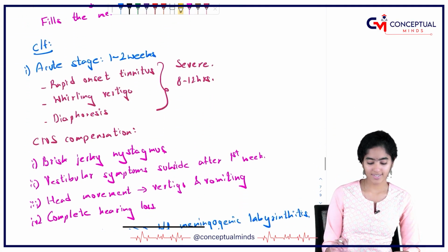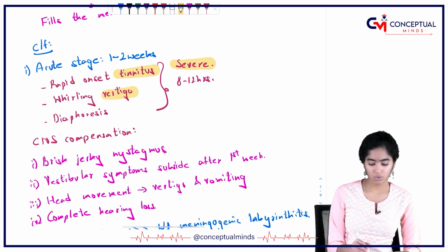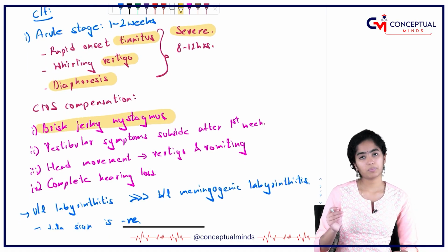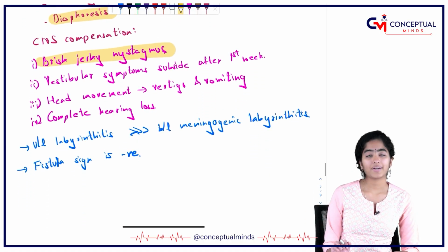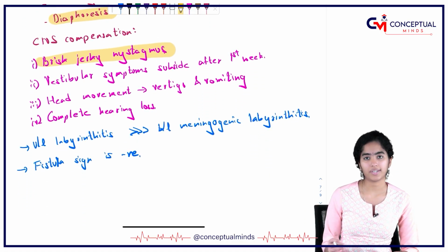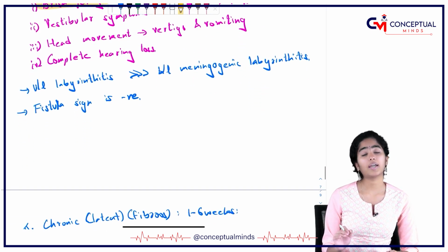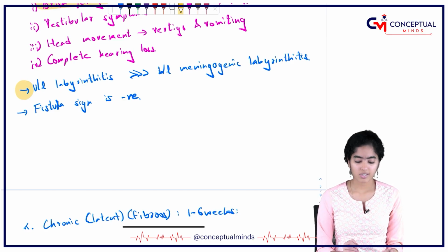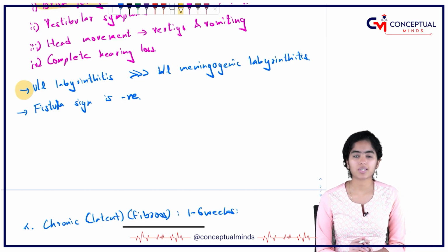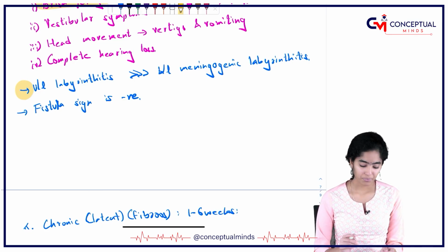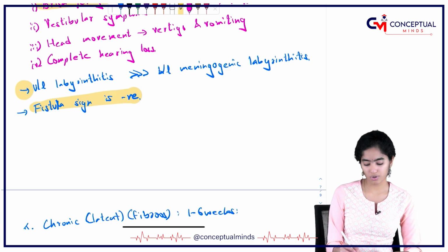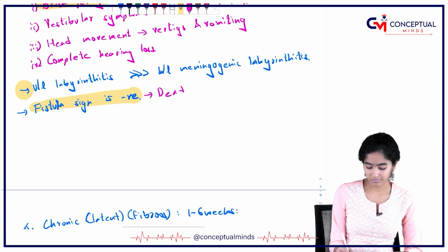So the clinical features are, in acute stage, the symptoms are very, very severe, and there is tinnitus, vertigo and diaphoresis with brisk, jerky nystagmus. The symptoms usually subside after 1 week, but head movement will still cause severe vomiting and vertigo in the patient. And please remember this peculiar point that a unilateral labyrinthitis causes more vestibular symptoms than bilateral labyrinthitis. Next, a fistula sign is negative, as we have already discussed. Why? Because of dead labyrinth.